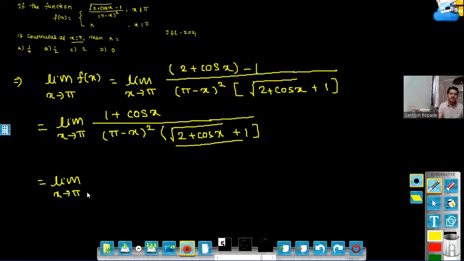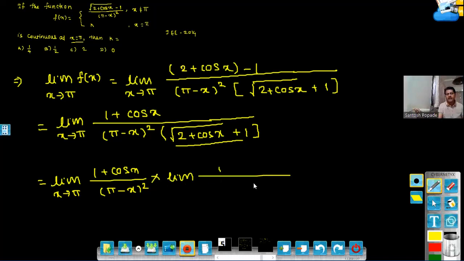So, this is equal to the limit as x tends to pi of (1 plus cos x) divided by (pi minus x) whole square, into, I will find now the limit of the second term directly, the limit of 1 upon under root of (2 plus cos x) plus 1 as x tends to pi. Okay. So, the second limit can be directly obtained because the denominator is non-vanishing.